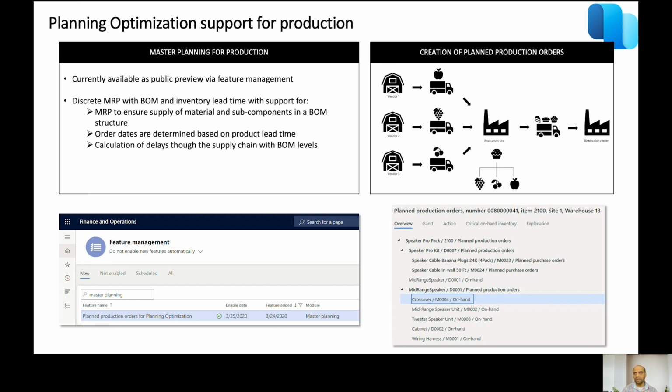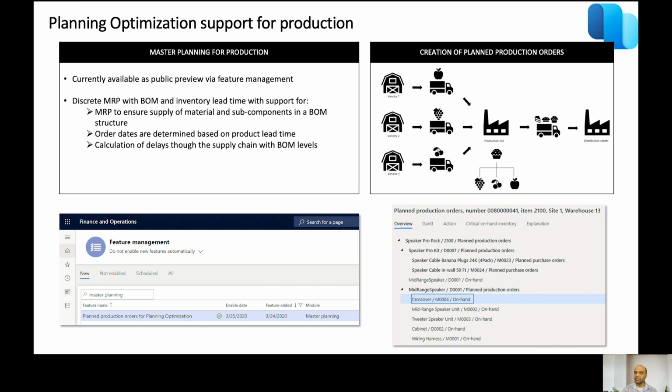So this would complete our ability to support the current classic master planning capability, fully supported through the planning optimization as well. And once we bring comprehensiveness with the current capabilities with the planning optimization, we would make another announcement around the deprecation of the production aspects of the classic planning as well. That's something we would do post October, and we'll make a broader announcement in a similar way to what we have done for the distribution and the retail requirement.